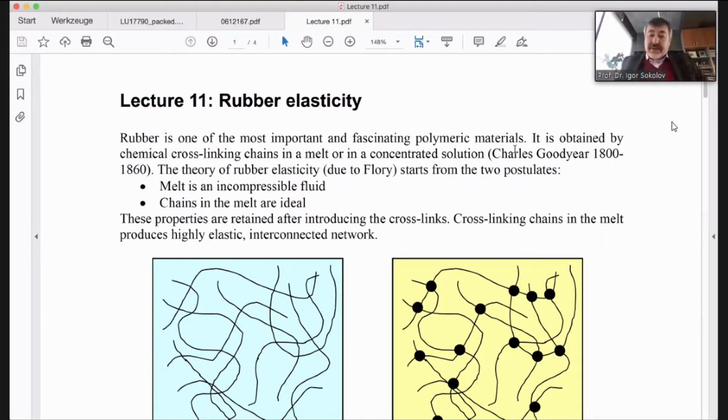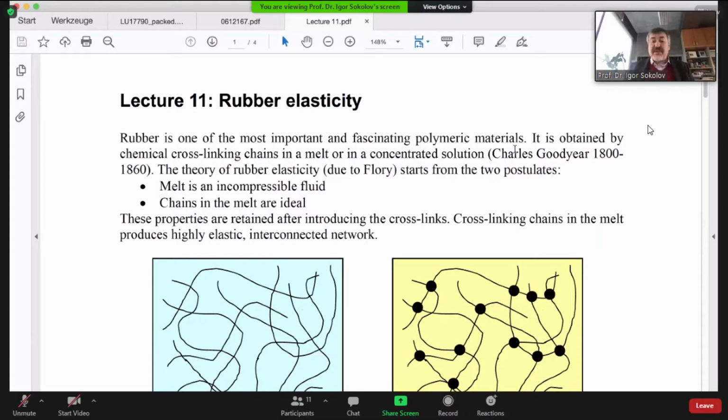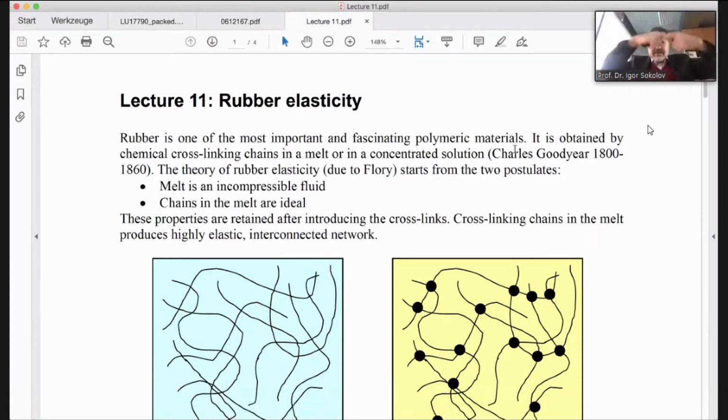If you want to produce something which is really solid, and solid is something which does not flow or does not easily flow, you have to chemically connect the molecules by introducing crosslinks. And you can have different molecules, you can have different crosslinks. It's interesting what can happen there.